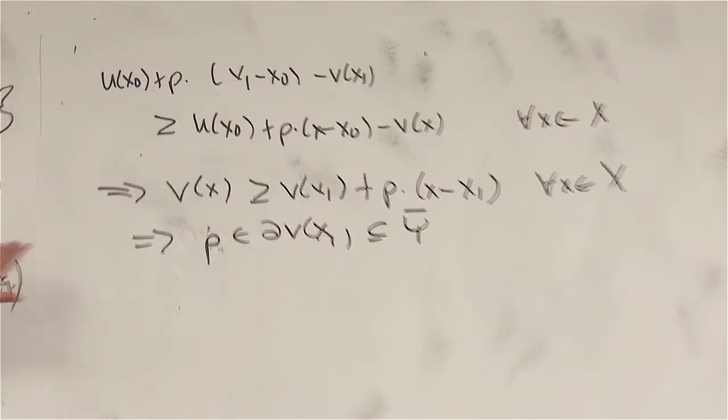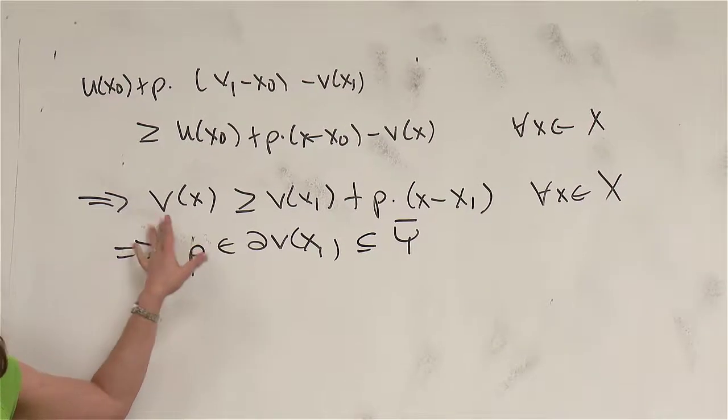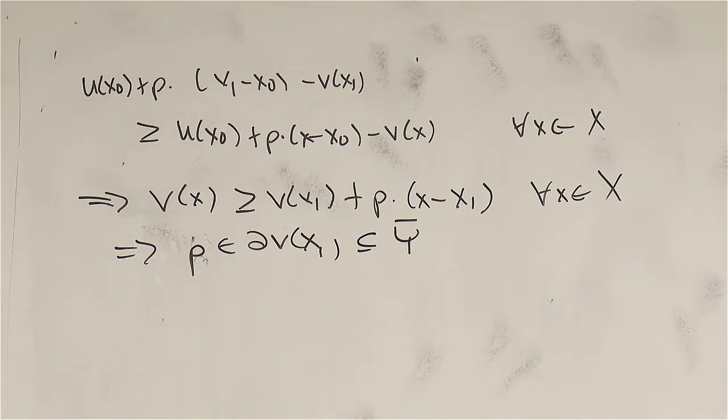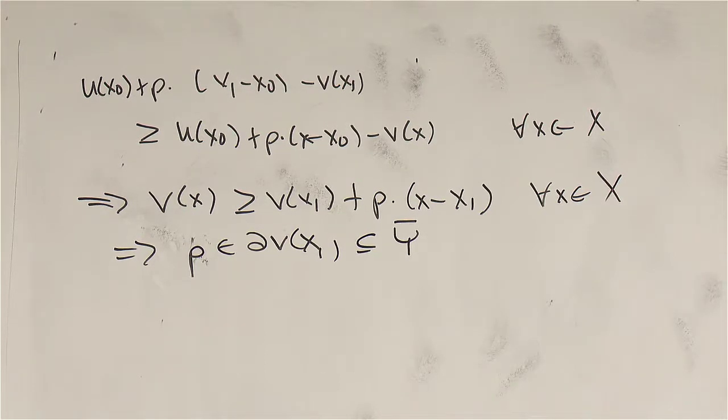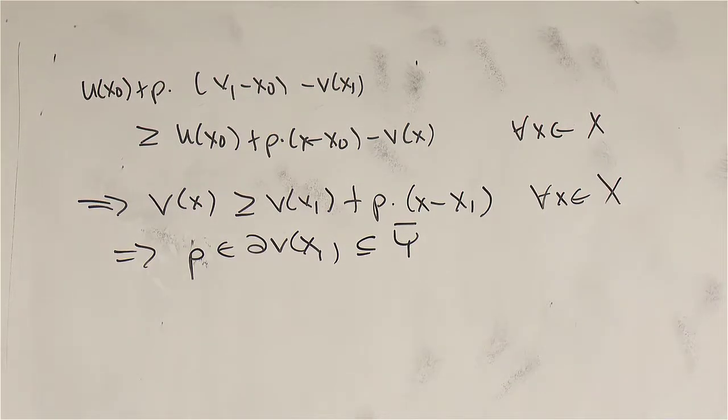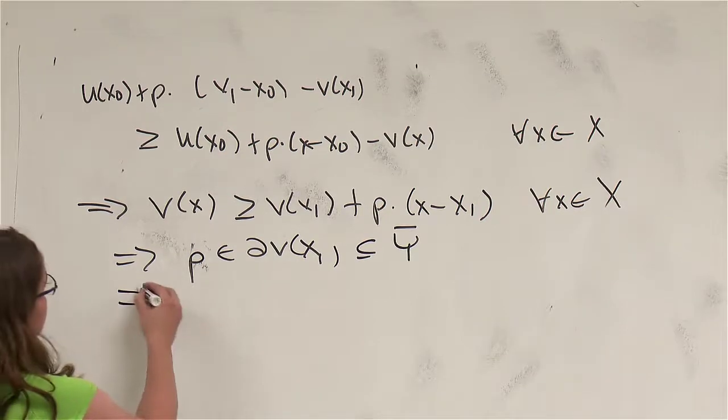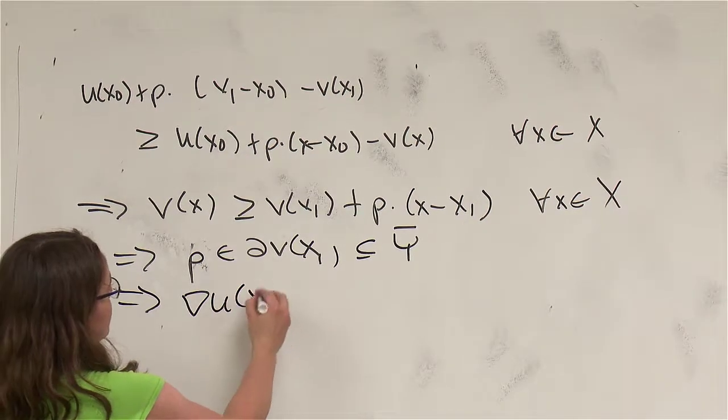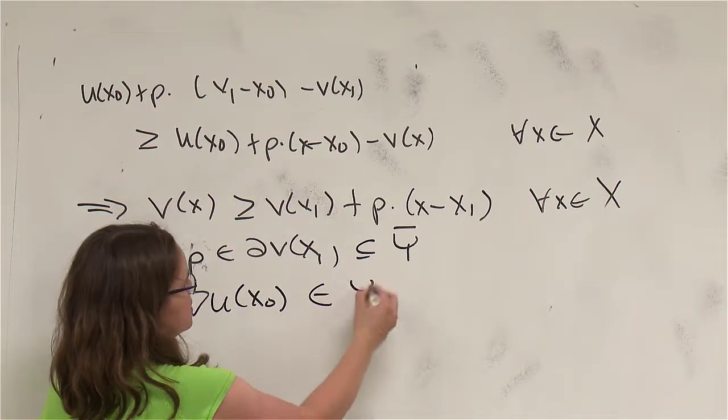You recognize this as the definition of the subgradient? Okay. You're staring at it like you haven't seen it before. So p is in the subgradient of V. The subgradient of V is contained in our target set. We checked that before. And what was p? p was the gradient of U. So that means that the gradient of U at x naught is indeed contained in our target set.